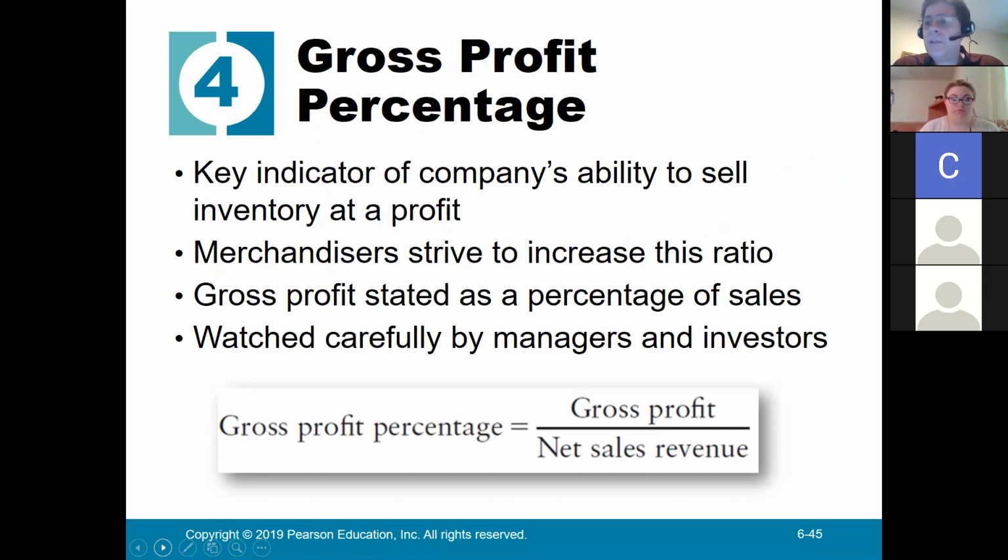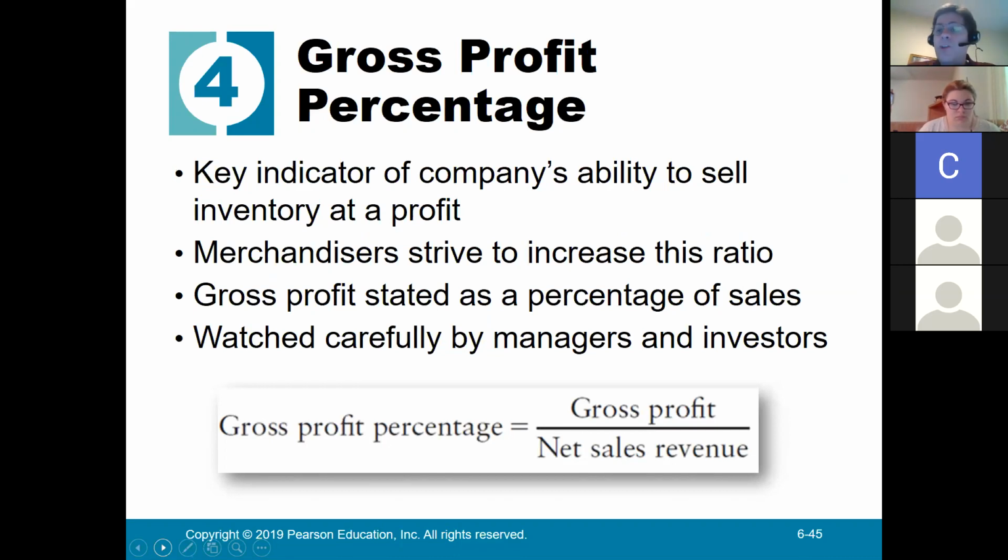So we take revenue or sales minus cost of goods sold, that equals gross profit, right? And then we divide it by the sales again, or the net sales revenue. So the idea is, I bought clothing for $40 from my supplier, and we sold it for $100 to our customers. So 100 minus 40 is 60. That's our gross profit divided by 100. That's a 60% gross margin or gross profit percentage.